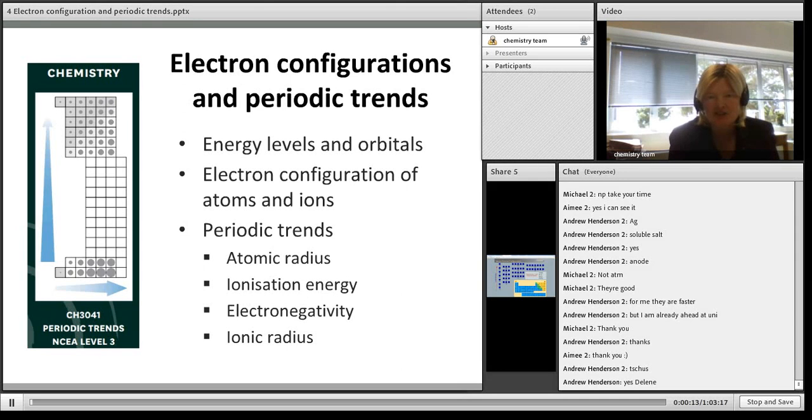This lesson is going to be on the electron configurations and the periodic table, and that's going to be pretty much all of 3041. So we're going to be going through quite a bit of the lesson, going quite fast. So let's see how far we get.